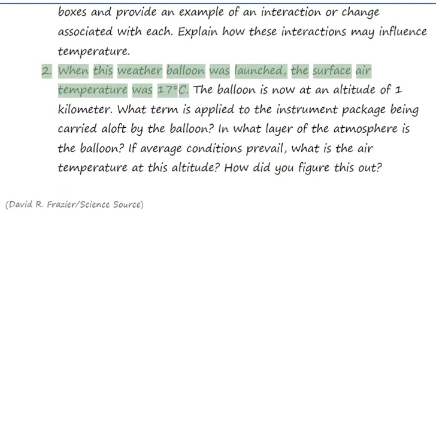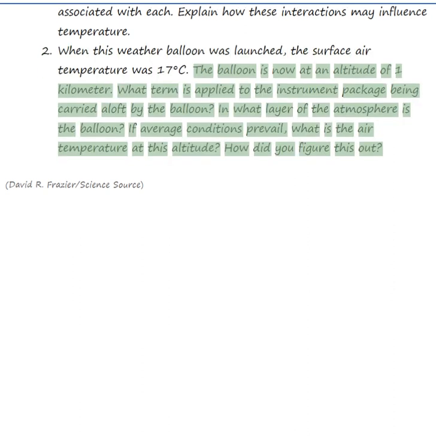2. When this weather balloon was launched, the surface air temperature was 17 degrees Celsius. The balloon is now at an altitude of 1 kilometer. What term is applied to the instrument package being carried aloft by the balloon? In what layer of the atmosphere is the balloon? If average conditions prevail, what is the air temperature at this altitude? How did you figure this out?